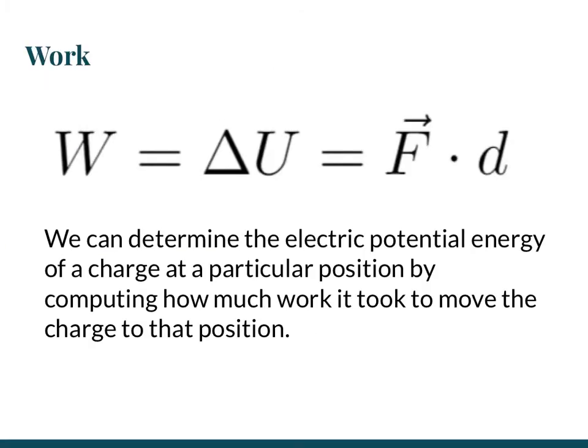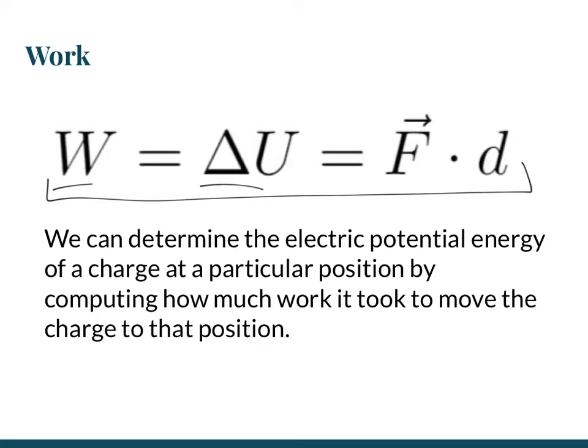Now, the way we calculate potential energy is using the concept of work, which hopefully you learned back in AP1. The relationship between work and potential energy says that work is the change in potential energy, and it also equals force times distance. A little caveat is that work is equal to the total change in energy, but here we're not going to be considering kinetic energy just yet. The consequence of this law is that we can determine the electric potential energy of a charge by calculating how much work it took to move the charge there.